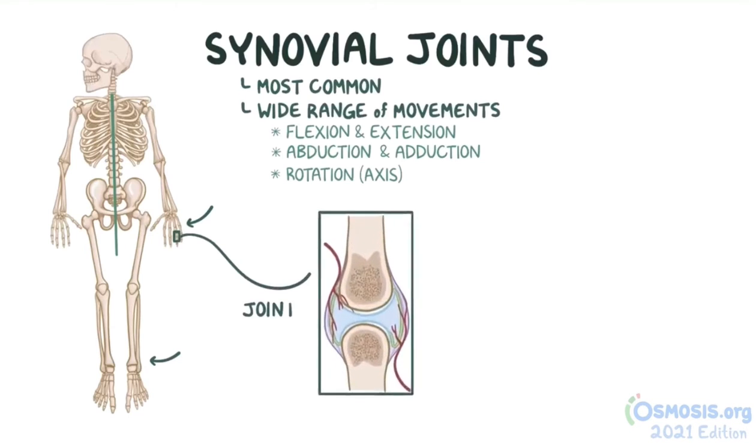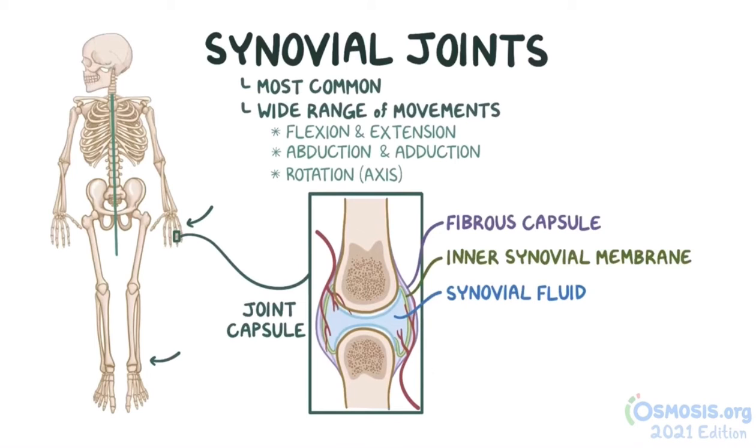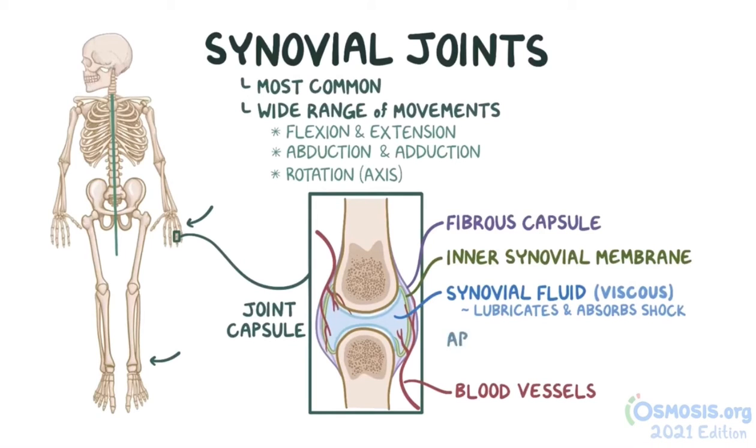Synovial joints have a joint capsule, which has an outer fibrous capsule and an inner synovial membrane filled with synovial fluid. Synovial fluid is a viscous fluid that looks like the white of an egg, and it helps lubricate the joint and absorb shock. The inner synovial membrane also has blood vessels that supply the cells in the joint with nutrients and oxygen. The tips of the bones that come together to form the joints are covered by an articular cartilage, which is a slippery, smooth layer of hyaline cartilage that also absorbs shock and reduces friction during movement.